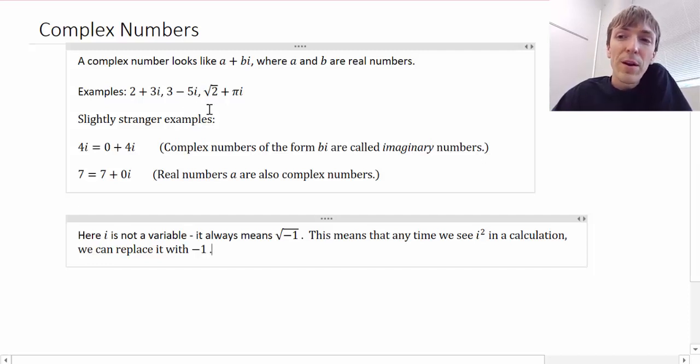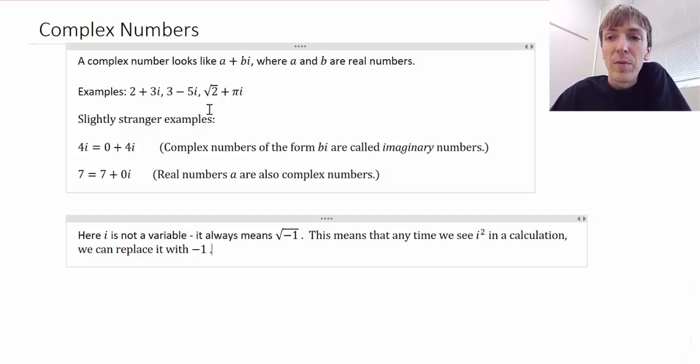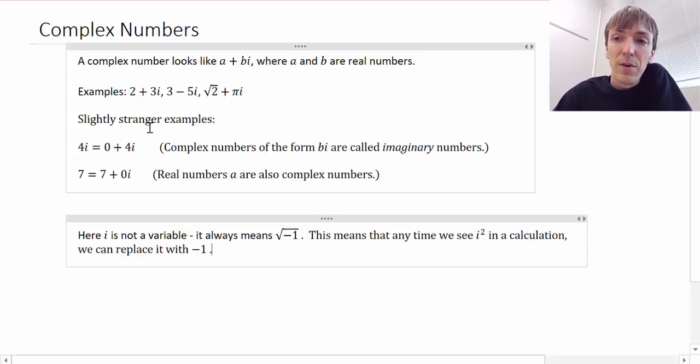I could even put pretty weird real numbers in these things, like square root of 2 and pi. So square root of 2 plus pi i would be a perfectly good complex number, although I hope it's not something that would appear too often in a problem. All right, now there are some examples that we have to parse a little bit that still count as complex numbers. For example, if I just have a number in front of i, like 4i, that counts because I can think of that as 0 plus 4i.